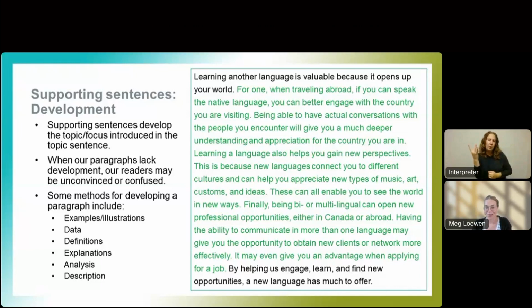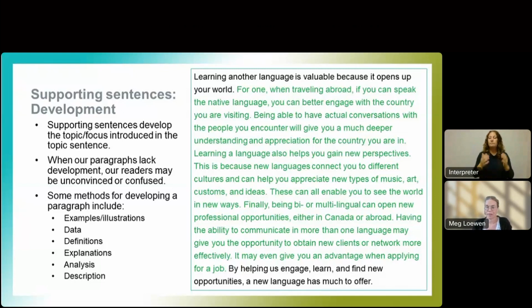You can give explanations, reasons why this is true or why you are correct. An analysis. That's when you take something apart and you break it into smaller sections and you look at it carefully and critically and you examine it from different perspectives. You can also analyze to help develop your ideas in a paragraph.